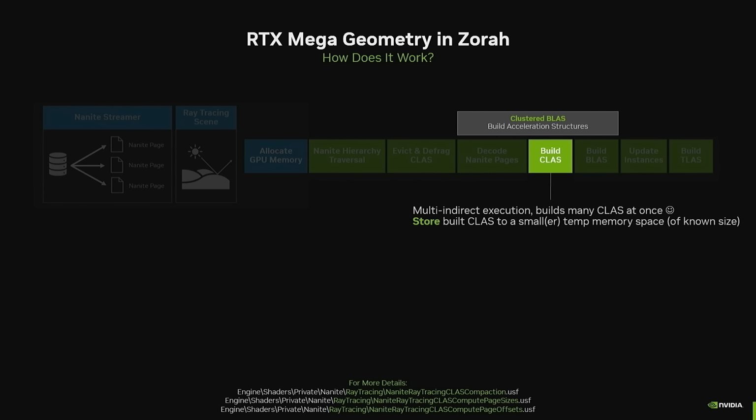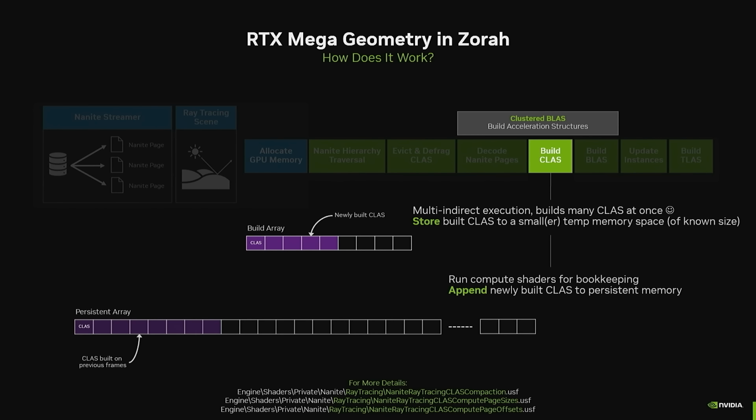So we hand all that to the CLAS builder, and it builds all the CLASs at once. Life is great. It stores those in a buffer. For the Unreal implementation, we have a very small temp buffer that we can know the size of up front, and it would be something like this. And then we'll run a few compute shaders for bookkeeping. Again, I've put them at the bottom so you can check them out. These will then append the newly built CLASs into that large array that I was talking about earlier that gets defragged.